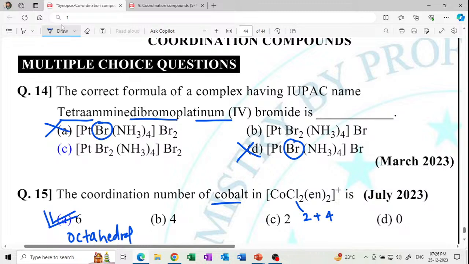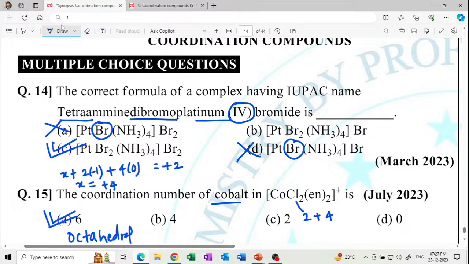So what is the oxidation state in this complex? The overall charge is plus 2. Ammonia is a monodentate ligand and is neutral, so 4 into 0. What is the X value? Br2 is 2 into minus 1, and platinum is taken as X. So X plus 0 minus 2 equals plus 2, so X is plus 4. So the oxidation state is plus 4. C option is the correct one. Get it? Note down.